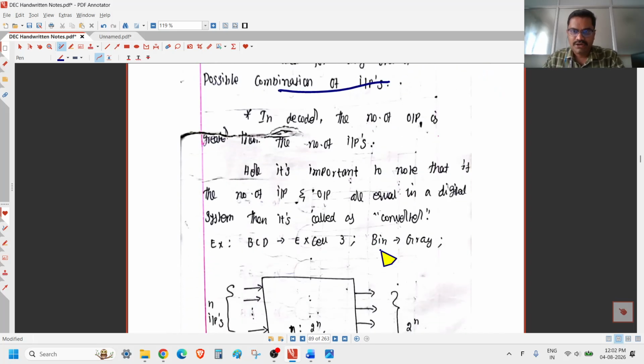In the decoder, the number of outputs is greater than the number of inputs, that is n is to 2 power n. Here it's important to note that if the number of inputs and outputs are equal in a digital system, then it is called a converter, not a decoder or encoder. Converter examples are binary to BCD, BCD to gray, and many more. In the next video we'll discuss that also.